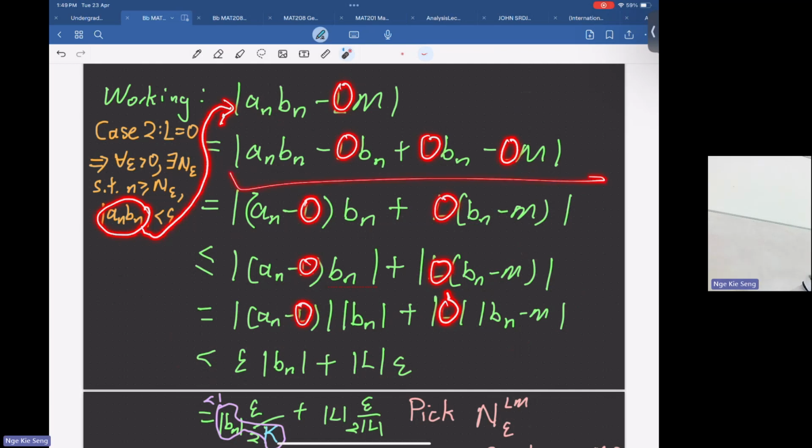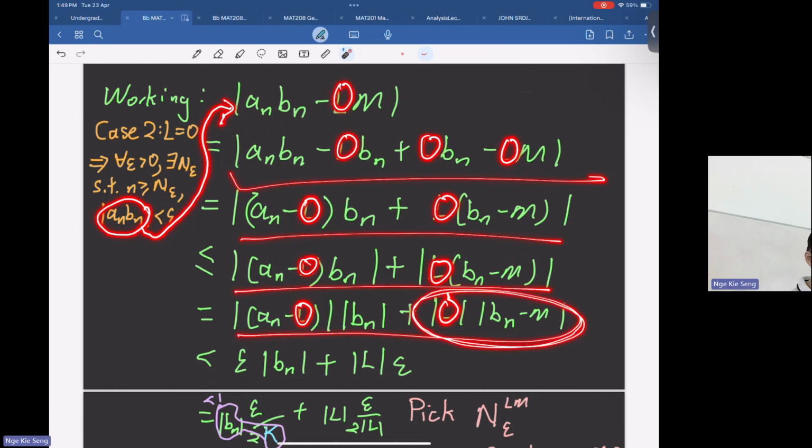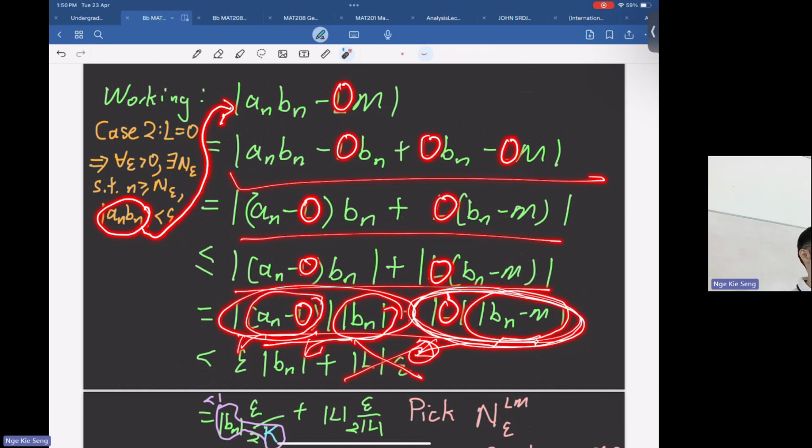Then I go through the same thing up to here. This term here is really just 0, so this guy shouldn't appear. That means the convergence of Bn doesn't get involved in this calculation. So what you need is the boundedness of Bn and the convergence of An here. Does it make sense?